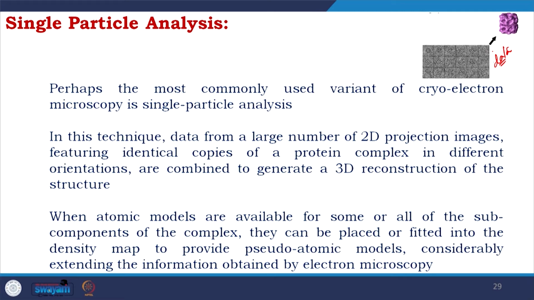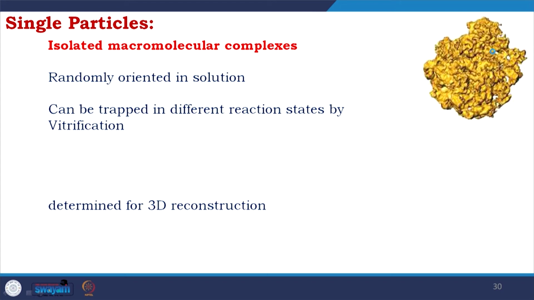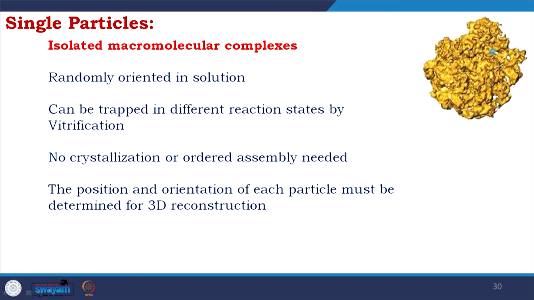When atomic models are available for some or all of the subcomponents of the complex, they can be placed or fitted into the density map to provide pseudo atomic models, considerably extending the information obtained by the electron microscopy. So, isolated macromolecular complexes randomly oriented in solution can be trapped in different reaction states by vitrification, no crystallization or ordered assembly needed. The position and orientation of each particle must be determined for 3D reconstruction.